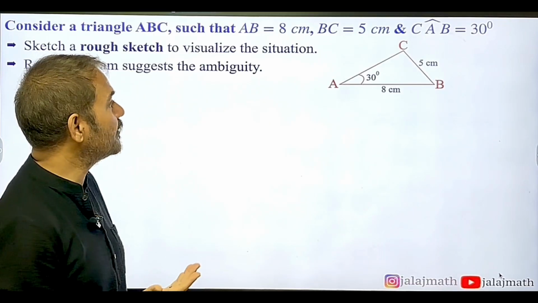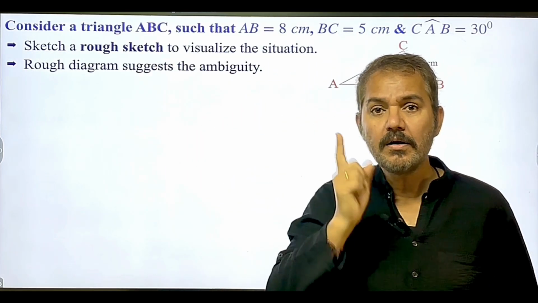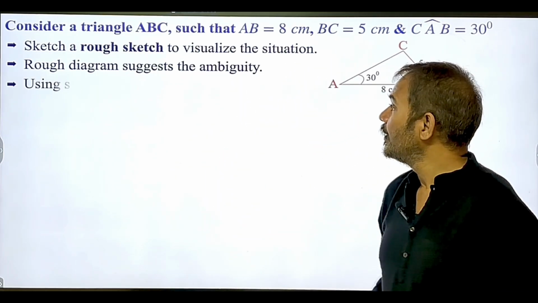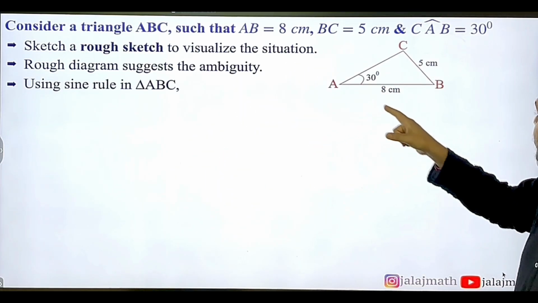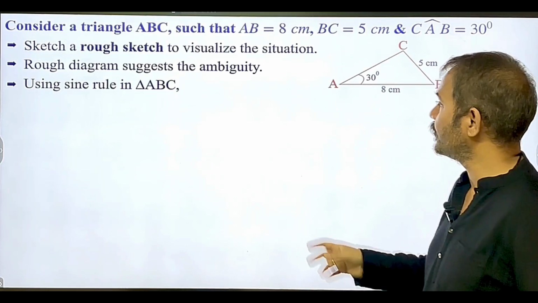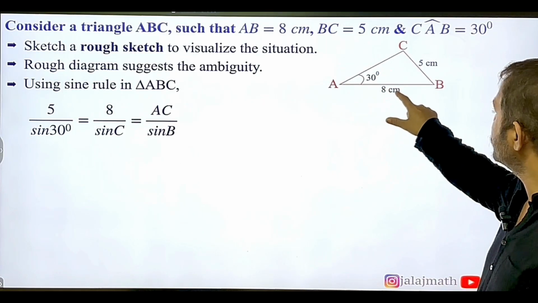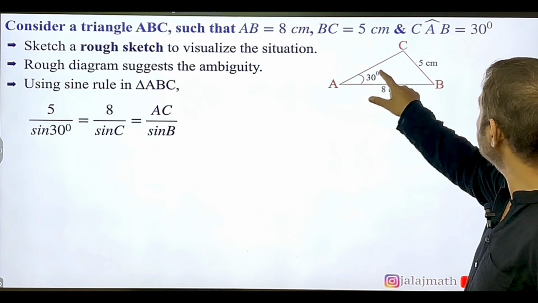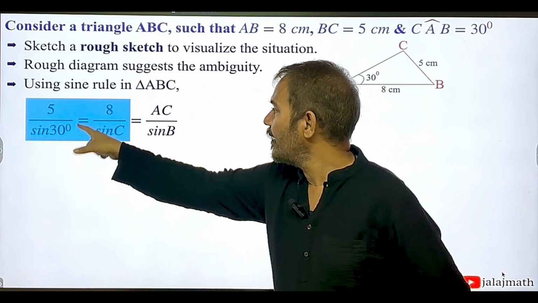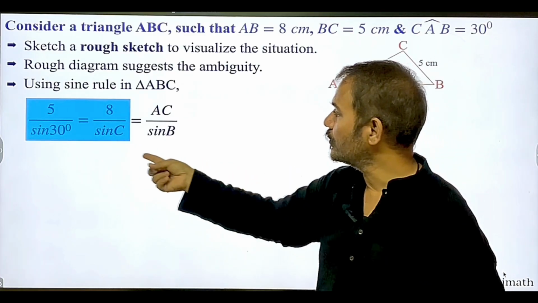If there is an ambiguity, we'll start working, keeping in mind that all unknown angles and sides will have two values each. So we start with the sine rule in this triangle, which is a over sine A, b over sine B is equal to c over sine C. So you get 5 over sine 30 is equal to 8 over sine C is equal to AC over sine B. Now here we have values given in the first two ratios, so we work with these.